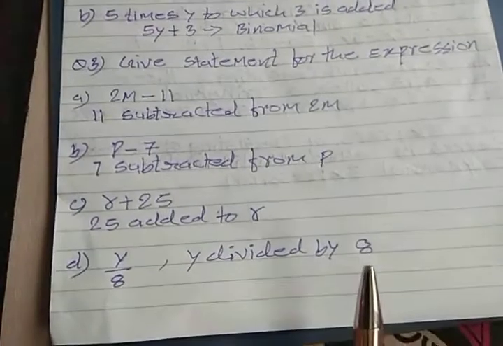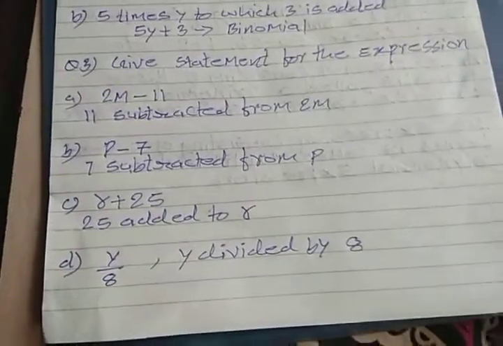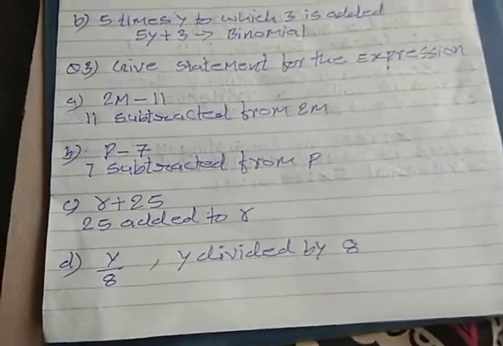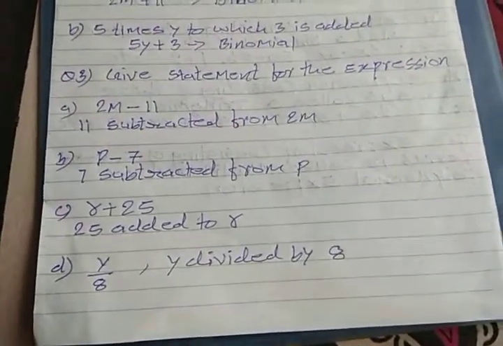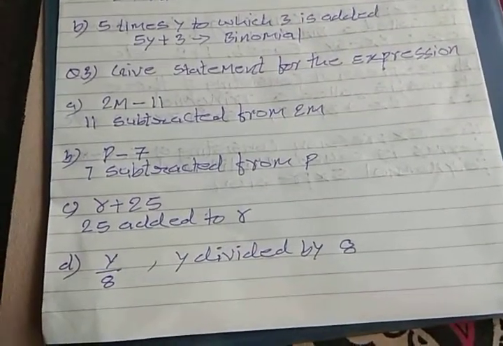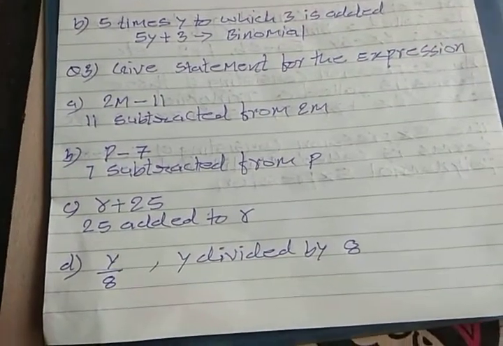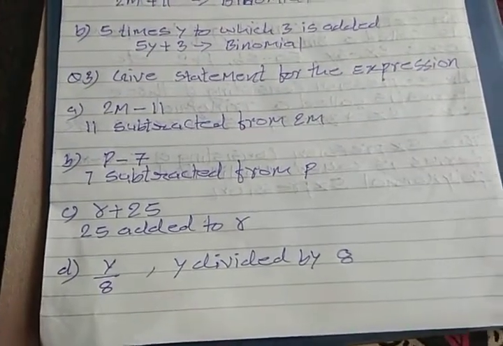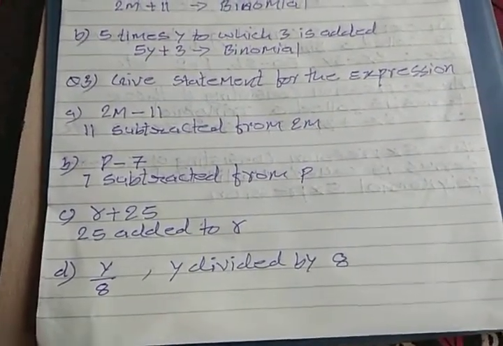So what did we learn today? We learned algebraic expressions. In algebraic expressions we learned monomial, binomial, trinomial and polynomial. Also we learned some examples. Expressions are given and we made a statement of that expression, and statements are given and we made the expression.